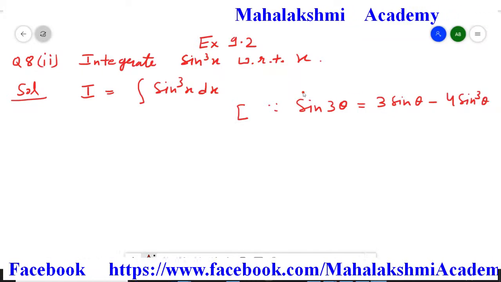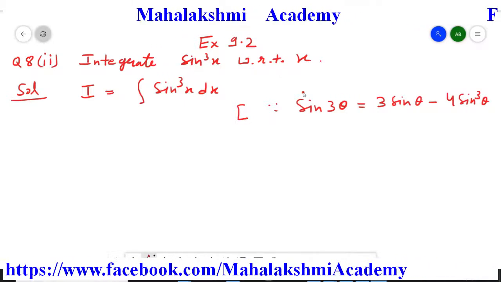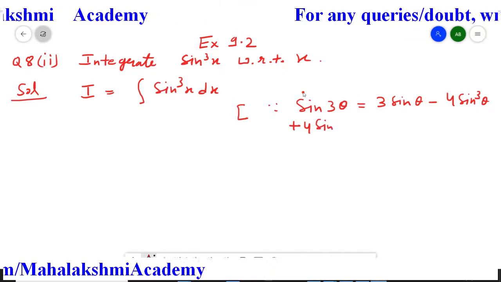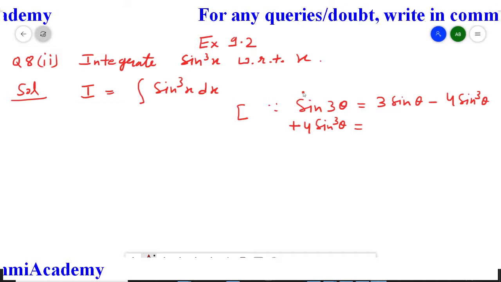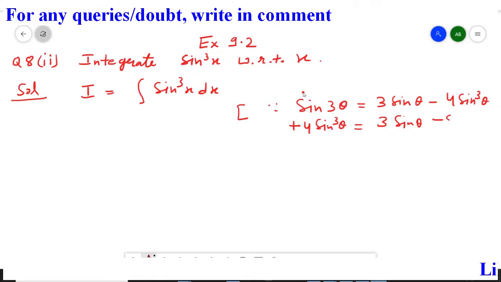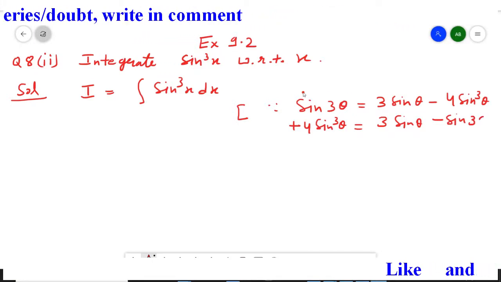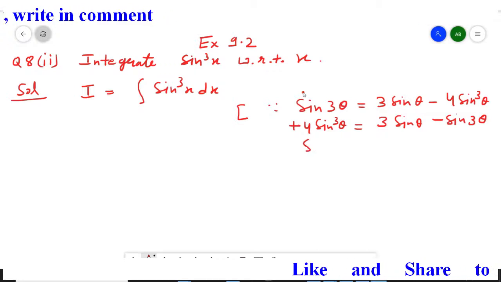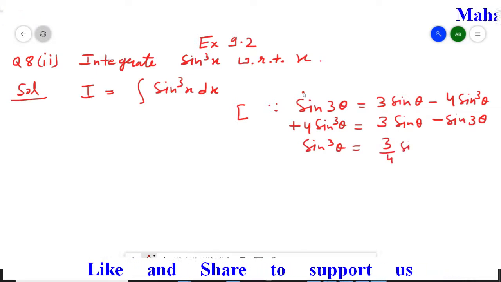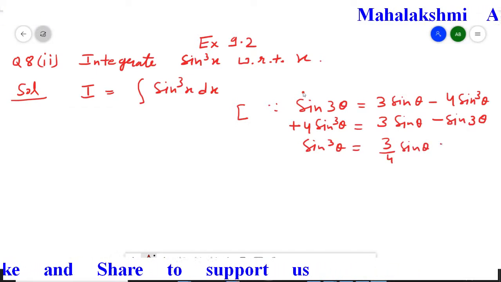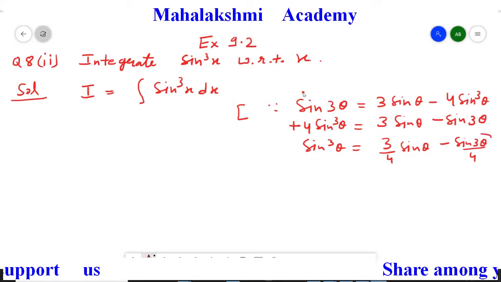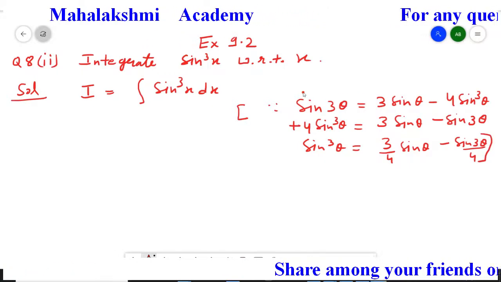From this formula, if we want sine cube theta, then I am going to shift this term here. So it is going to be plus 4 sine cube theta is equal to, and I am going to shift this term to that side, so it is going to be 3 sine theta minus sine 3 theta. Now we want only sine cube theta, so this 4 is in multiplication, so it will go in division with both the terms. So 3 upon 4 sine theta minus sine 3 theta upon 4. So this is the formula for sine cube theta which I am going to replace here.